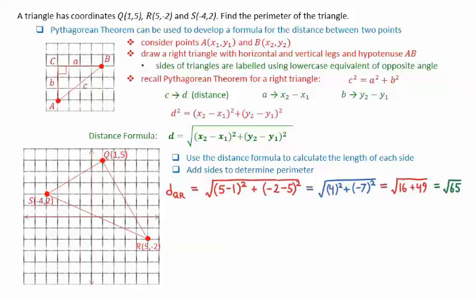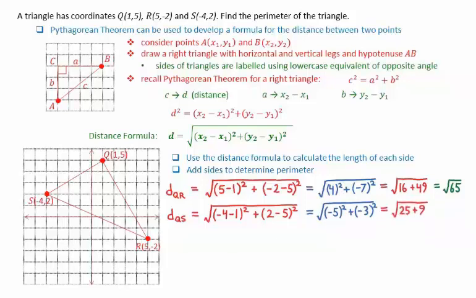Next, for QS, this will be equal to, again, the square root of the change in the x coordinates, in this case -4 minus 1 all squared, and then the change in the y coordinates all squared, 2 minus 5 squared. This gives us the square root of -5 squared plus -3 squared, the square root of 25 plus 9, and this equals the square root of 34.